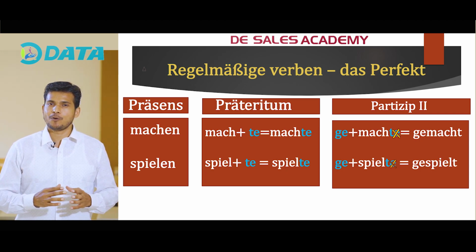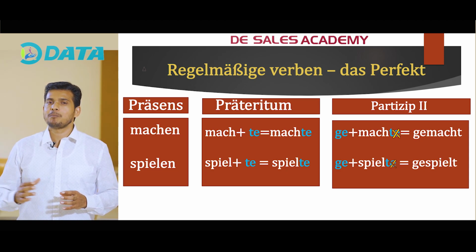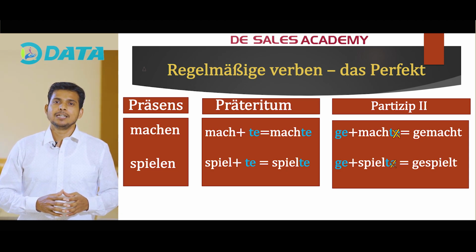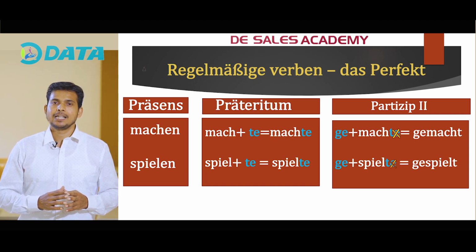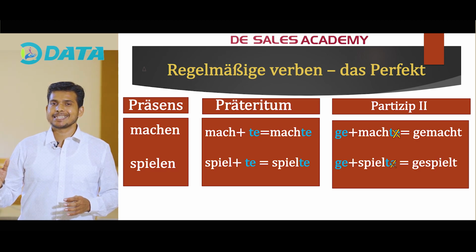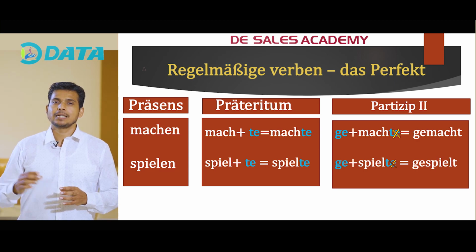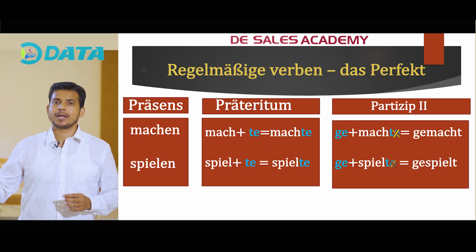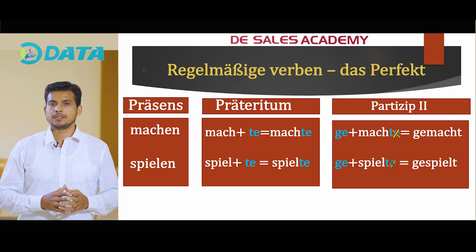That is the Präteritum form. To get the Partizip zwei form of the verb machen, along with machte, add ge at the beginning of machte and remove the last e. So we get the Partizip zwei form gemacht. Hat gemacht is the Partizip zwei form. Let's analyze one more example.